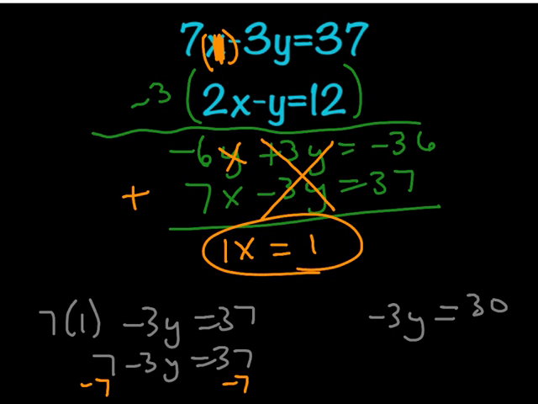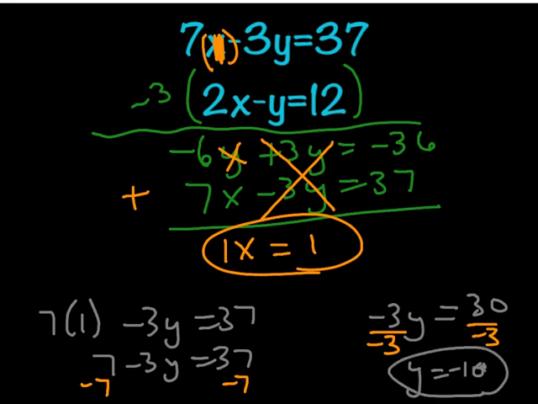And to finish it up here, I'm going to divide by negative 3. And I end up with y equals negative 10. So I have two answers. I have the x value is 1 and the y value is negative 10.